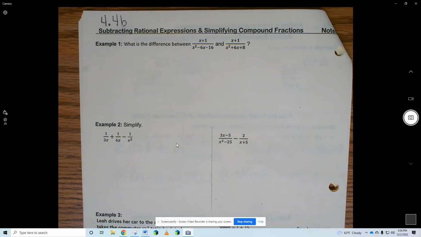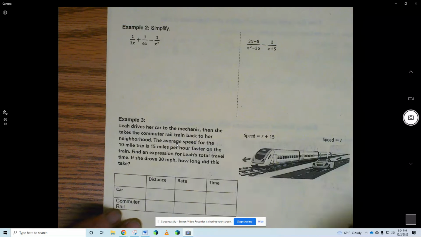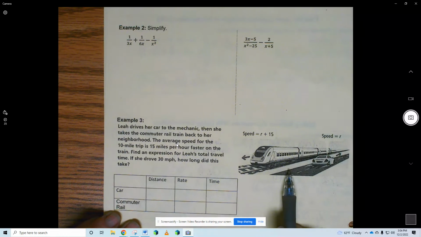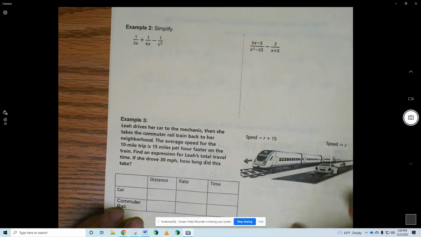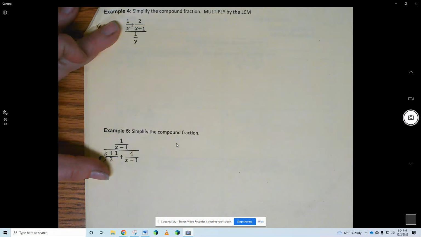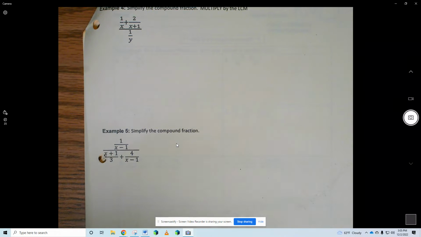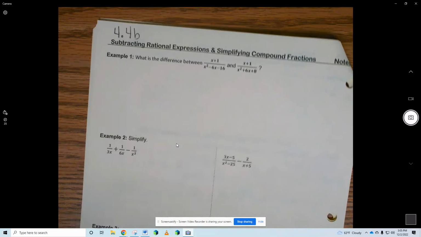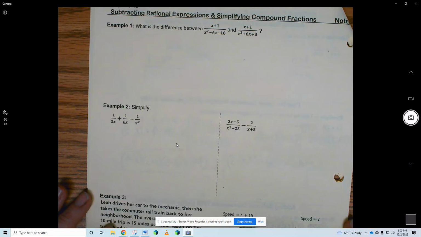So this video is only going to have the subtracting of rational expressions in it. The following video, so I'll label it 4.4c, is where I'm going to do this distance equals rate times time problem and the compound fraction problems. So that'll be the next video, not this video. So if you're looking for those problems, please search 4.4c. All right, back to the front. This is just 4.4b.